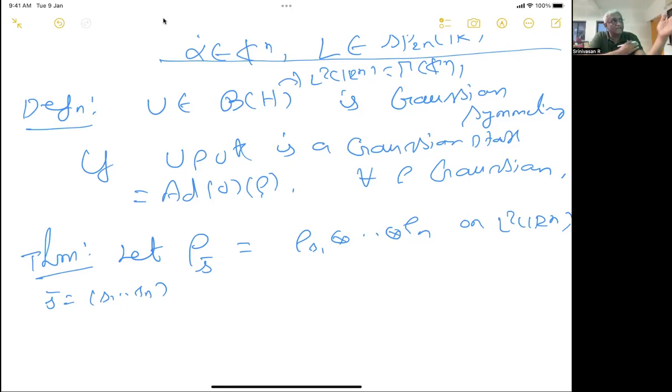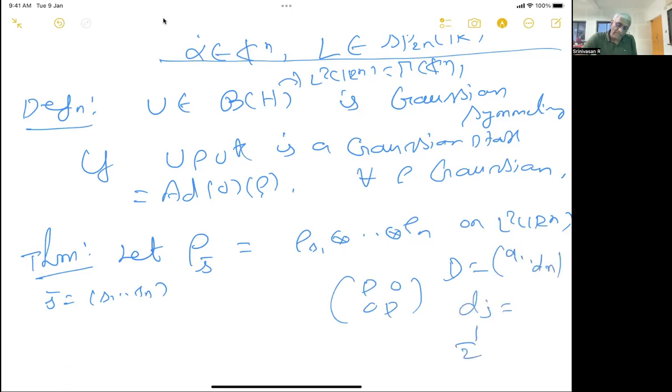I hope you have seen that this Gaussian state is given by the diagonal covariance matrix. The covariance matrix of this rho_S is given by D, D. We did that computation last time. It is D, 0, 0, D, where D is D1 up to Dn, where each Dj equals half cot h of Sj by 2. We are not going to use it, I am just mentioning it.